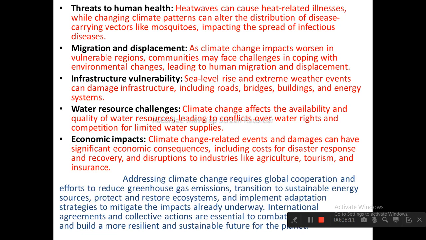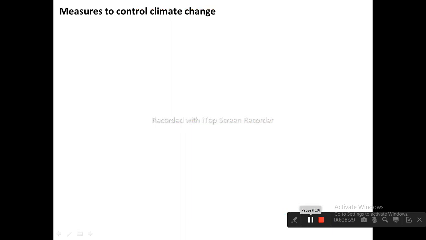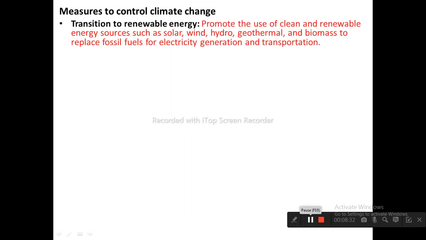Addressing climate change requires global cooperation and efforts to reduce greenhouse gas emission, transition to sustainable energy sources, protect and restore ecosystem, and implement adaptation strategy to mitigate the impact already underway. Measures to control climate change.